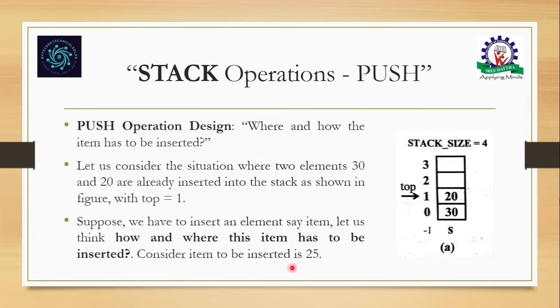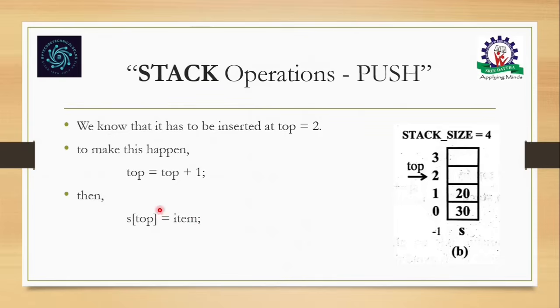What item has to be inserted? I am considering the item to be inserted is 25. So 25 will be copied at location 2 in the stack array S. This is how I can insert the element 25. Suppose I have another element available, 15. If I want to insert that, then obviously at location 2, where the top is marking, imagine that 25 is inserted. Now I cannot insert 15 at this place, because it is occupied by 25.